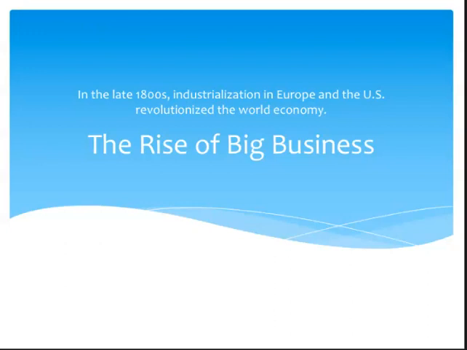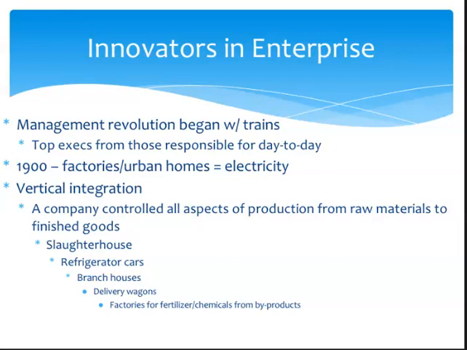Now, in the late 1800s, industrialization in Europe and the U.S. revolutionized the world economy. This idea of factories and big businesses was really changing and altering not only America, but the world overall as well. You had this management revolution, which all began with trains. As we've learned about trains and their impact, it led to more and more changes that were happening.